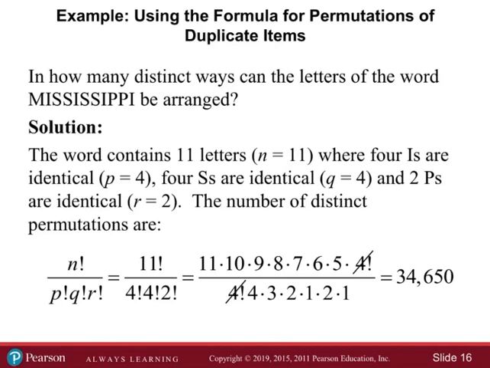So the word contains 11 letters, where 4 I's are identical, 4 S's are identical, and 2 P's are identical. The number of distinct permutations is 34,650. Okay, what's the time? We have a solid 30 minutes, so I'm going to go ahead and do the next section. Hopefully it's about the same length as these have been.